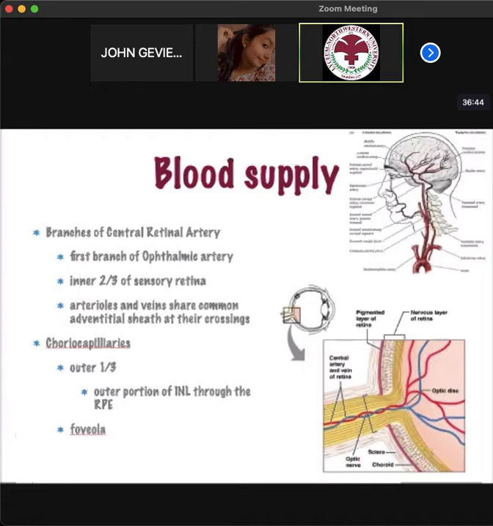Your choriocapillaries supply your outer 1/3 and your fovea. The choriocapillaries is a capillary system of the choroidal arteries that branch from the ciliary arteries. Very important later on, especially in the disease called central retinal artery occlusion, you would note why the fovea is more evident. There is whitening of the retina because the blood supply of the fovea is different. It's supplied by your choriocapillaries.